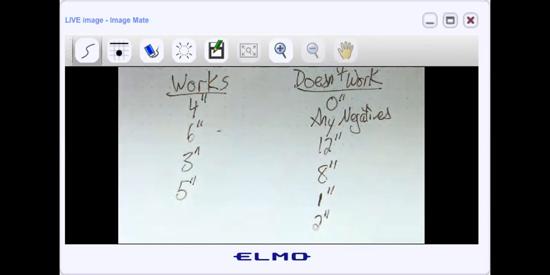How about 7 inches? Do you think 7 inches would work or wouldn't work? I think it would work. I've got 1 vote for work. This one I can try. So let's see, it was a 3 and a 5. Let me just measure if I have a 7. I might.